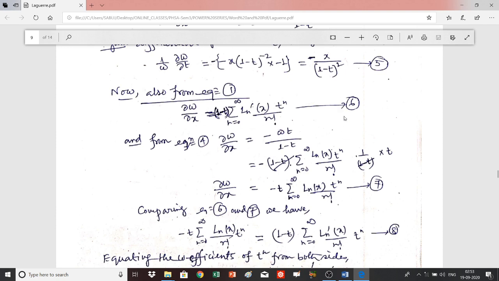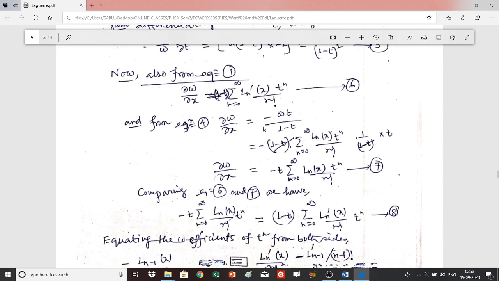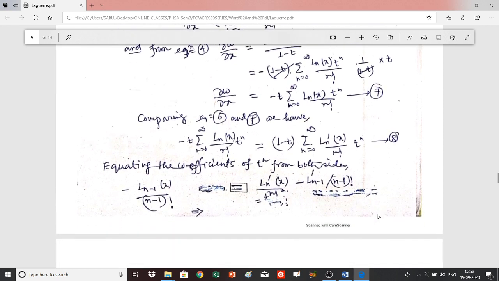Now just compare equations 6 and 7. The left hand sides are equal, so the right hand sides of both equations will be equal, and then you can write minus t, sum over n equals 0 to infinity, L n x, t to the power n by n factorial, equal to 1 minus t, sum over n equals 0 to infinity, L n prime x by n factorial, t to the power n. This is equation number 8.